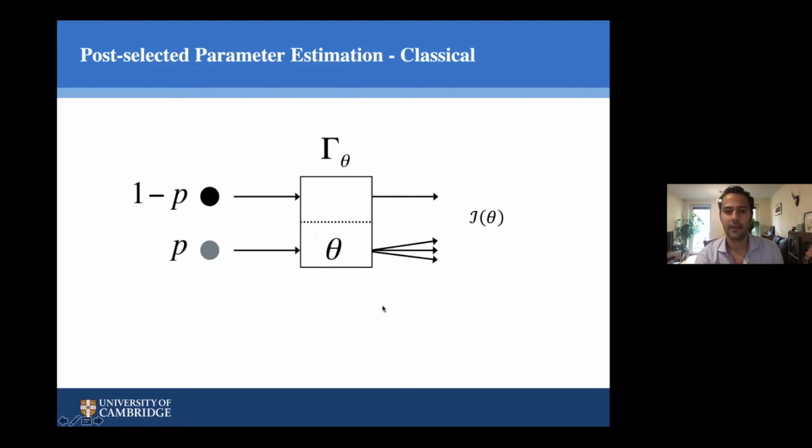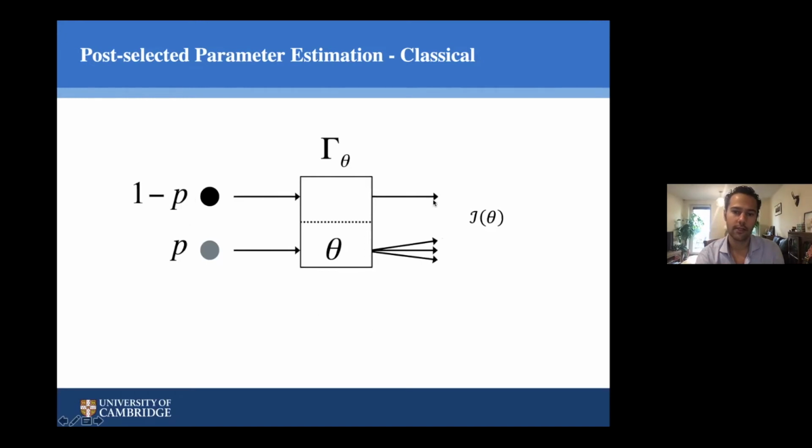Here is a completely classical experiment. The experiment is this box here. And the inputs the experiment can take are either gray or black balls. With some probability p, it will receive a gray ball, and with some probability 1 minus p, it will receive a black ball. If it gets a black ball, the ball will just shoot straight through the experiment and nothing will happen to it. If it receives a gray ball, the gray ball will enter the experiment, and with some probabilistic model, theta will be encoded into its path.